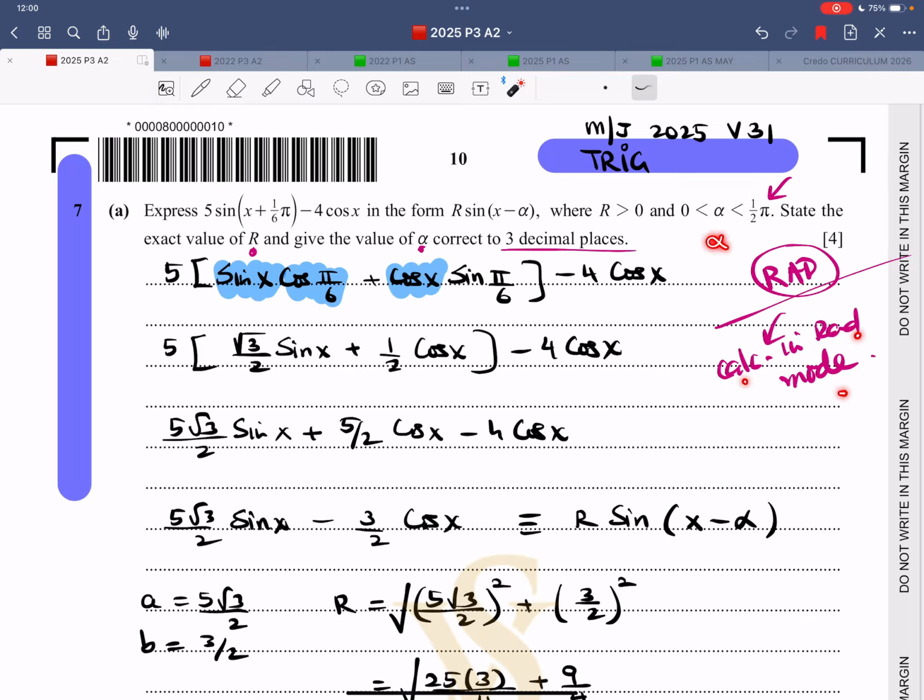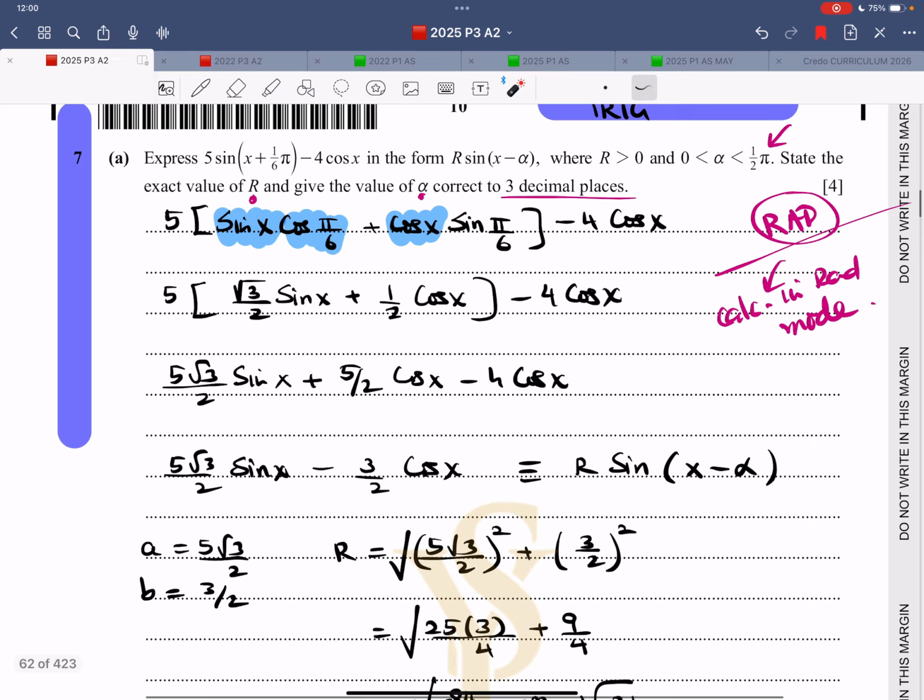If this alpha was lying between 0 degrees and 90 degrees, then it would be about degrees. So that's the first thing you should take care of. Second thing, apply the addition formula sine A plus B, that is sine A cos B plus cos A sine B. Simplify it, and once it's simplified, the sine x remains as it is, the cosine simplifies, and make sure it's written in the proper order.